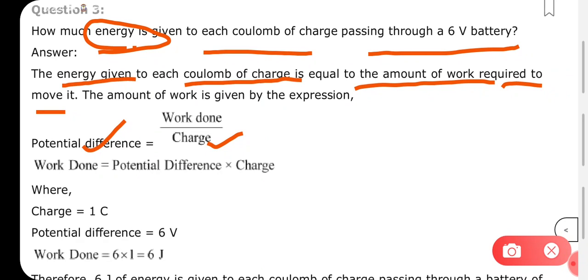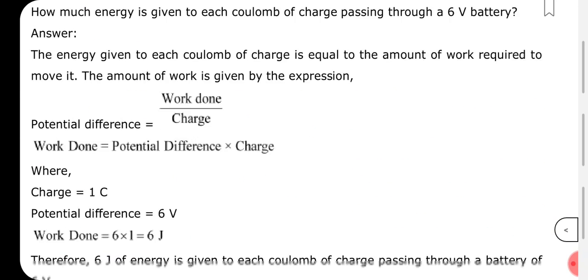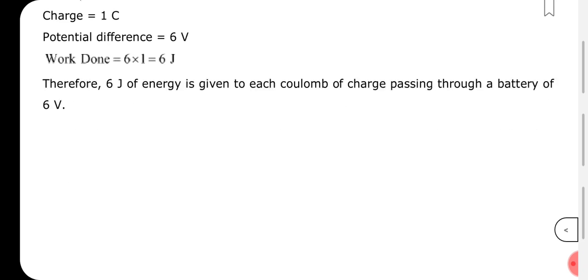Work done you can calculate using this: potential difference is work done upon charge, so work done will come to 6 into 1, that is 6 joules. That is the V value, 6 volts, multiplied by 1 coulomb of charge. So this is how you have to do this question. So how many joules of energy is required or work is being done? That is 6 joules of work is done when 1 coulomb of charge is allowed to move through a battery which is maintaining a potential difference of 6 volts.